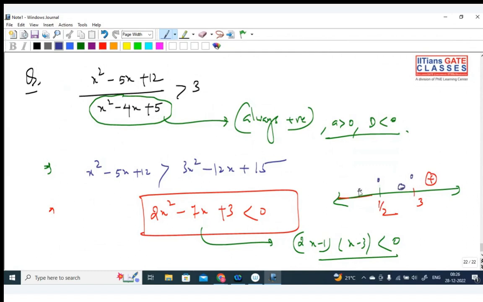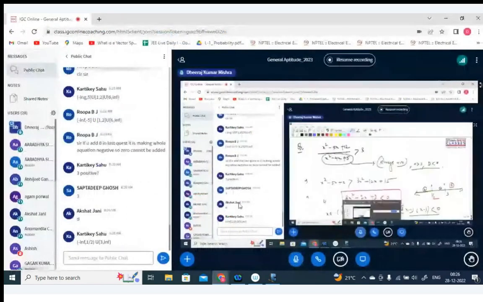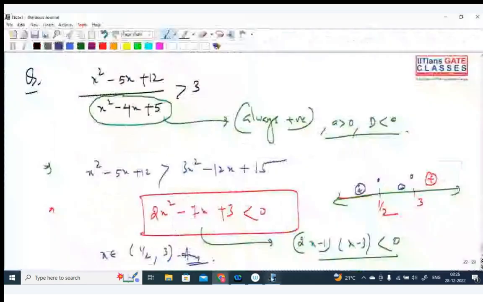It is very simple. So it will be negative. The answer will be x belongs to (1/2, 3). Kartike is saying, because you have to take only this part.